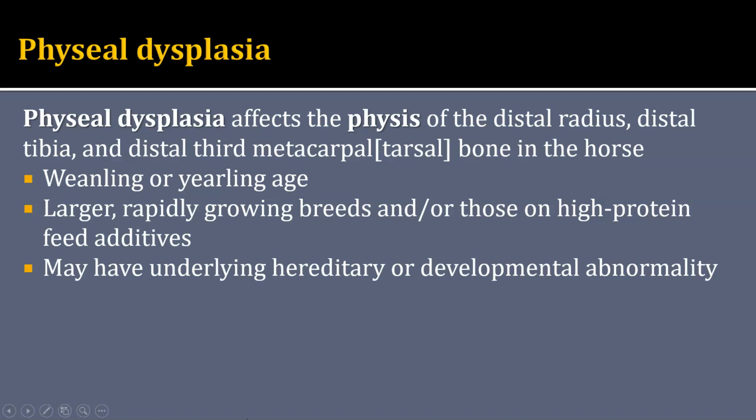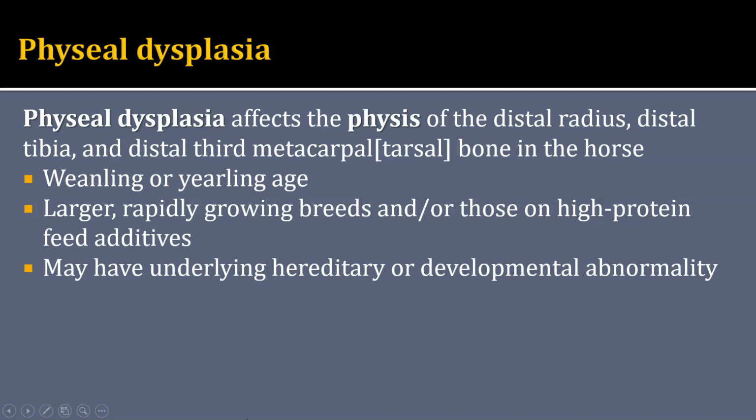The distal third metacarpal and metatarsal bones are generally affected at a younger age than the distal radius and the distal tibia. Larger and more rapidly growing breeds and or those that are on high protein food additives may be predisposed to this disorder. And there are some thoughts that there may be an underlying hereditary or developmental abnormality, and some scientists have talked about this being maybe an osteochondrosis type disease, and we'll talk about osteochondrosis later on.